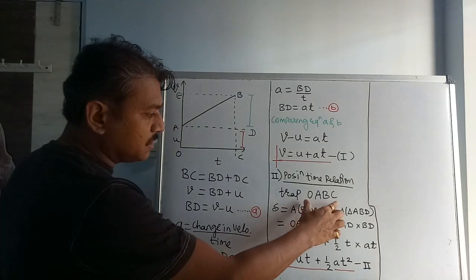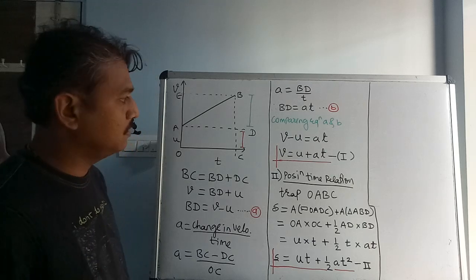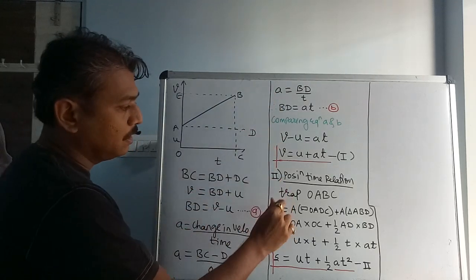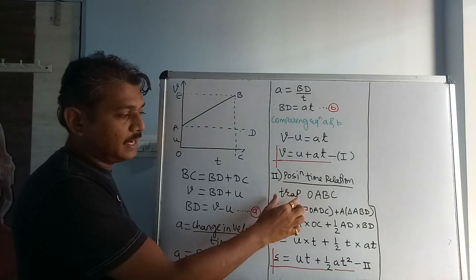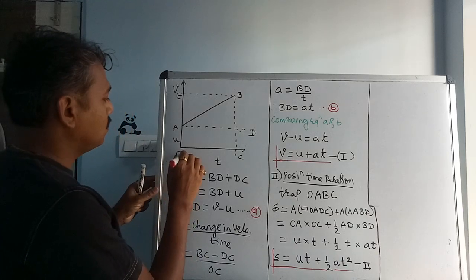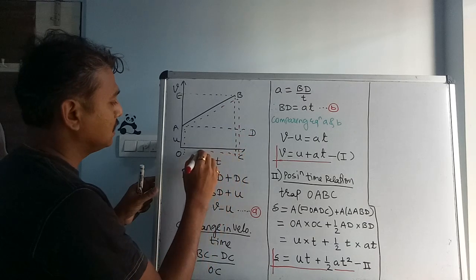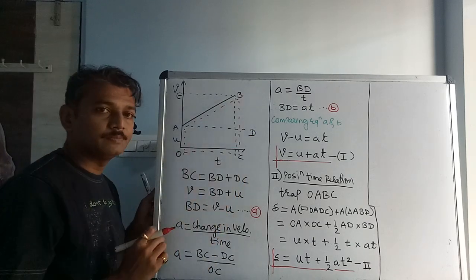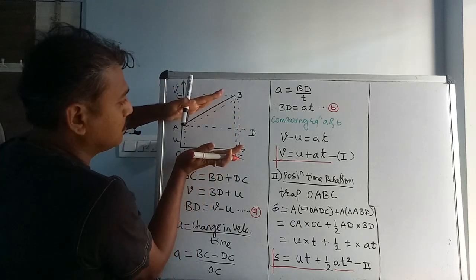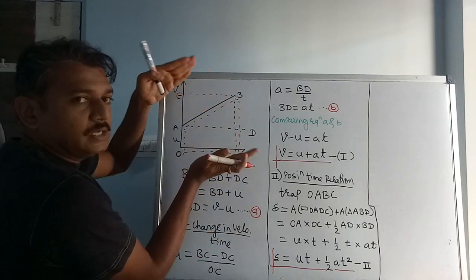So now to start with this position time relation, we have to consider something. The consideration here is, as I have written here, suppose trapezium OABC. So this is O, A, B and C. This is a trapezium. Okay, can you see this trapezium? Two parallel sides and this is the height.